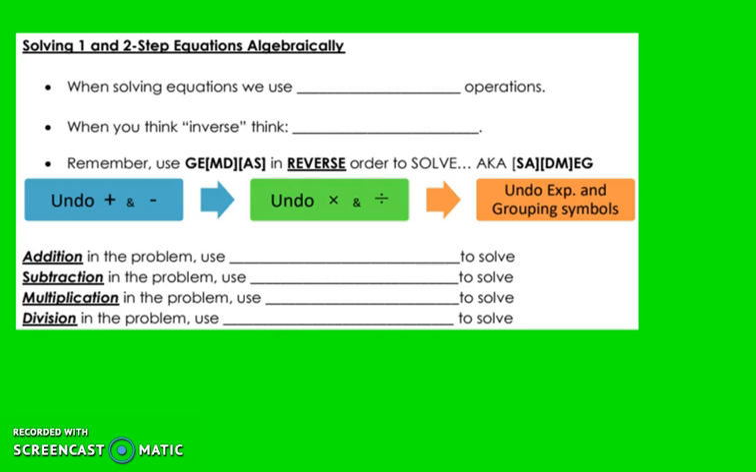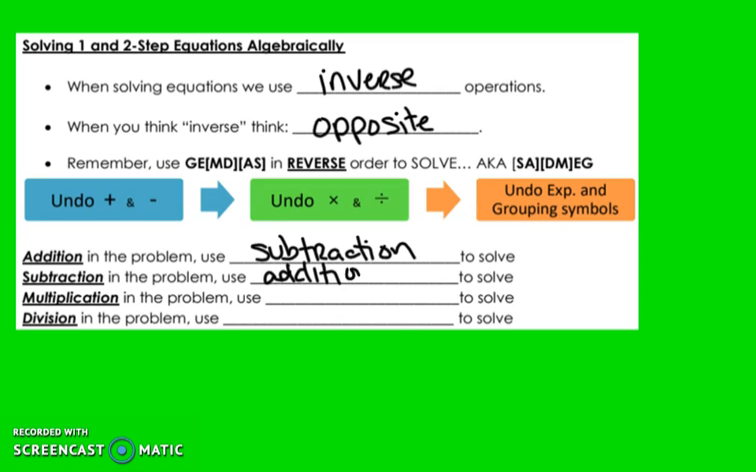If we look at our notes, when we are solving equations, we are going to use what's called our inverse operations. And when we talk about inverse, that just means we're doing the opposite operation. Now, we use GEMDAS to solve problems, so we're going to do it in reverse to solve equations. When we have addition in the problem, we're going to use subtraction. When we have subtraction, we're going to use addition. When it comes to multiplication, the inverse or opposite of multiplication is division, and the opposite of division is multiplication. And it's important to keep that in mind because you always want to do the opposite.